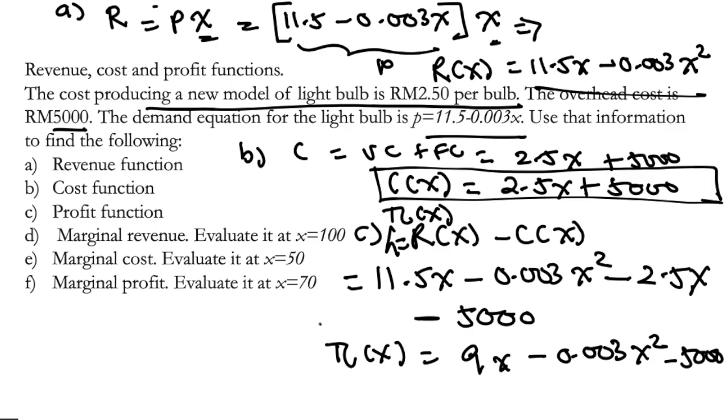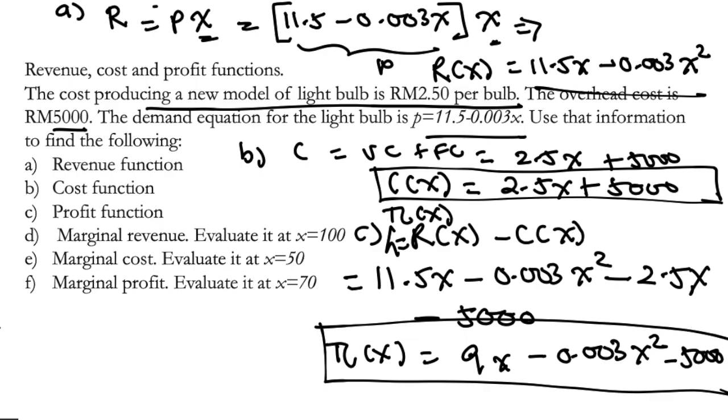I have answered question C. Now next, D. Find the marginal revenue. You have the revenue function here. What does marginal revenue mean? Marginal revenue is just the slope of the revenue function, or the derivative of the revenue function with respect to quantity here. So how do you find it? Delta R(x) over delta x.